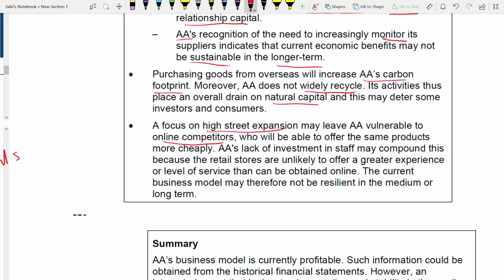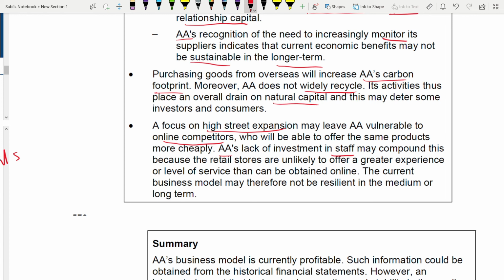Okay, because the same product their competitors can offer at a lower price, cheaply online. And also since AA didn't invest in their staff, this will compound, this will increase that risk further. Risk from whom? The online competitor, because staff are not trained to work online. Remember, you have to train them. The services and experience that you get from online you cannot get from the retail store, because staff are also not trained.